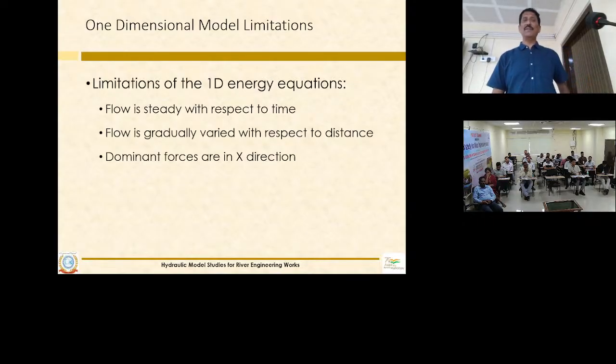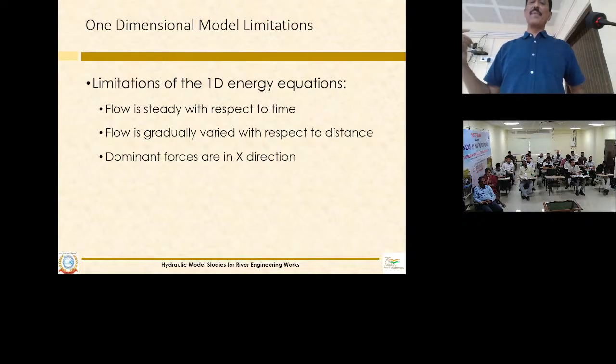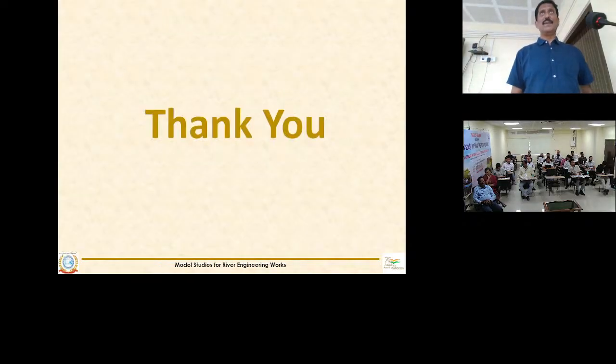Limitations of the 1D model. The flow is steady with respect to time. We are basically using a steady flow condition. Flow is gradually varied with respect to distance, rapidly varying flow is not handled, and the dominant forces act basically in the downstream direction. That's what I have to cover in this lecture.